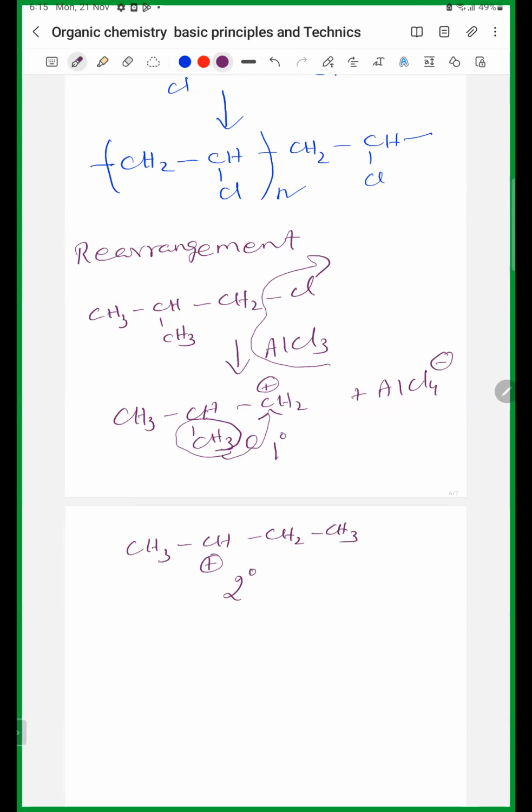So during this reaction, if you are doing some reaction in the presence of a Lewis acid like AlCl3, it will isomerize. So what is this? 1-chloro-2-methyl propane. Now if you are treating with some chloride, you will get CH3, CHCl, CH2, CH3, the 2-chlorobutane. This is called rearrangement. So why does the rearrangement take place? For the stability of the molecule.